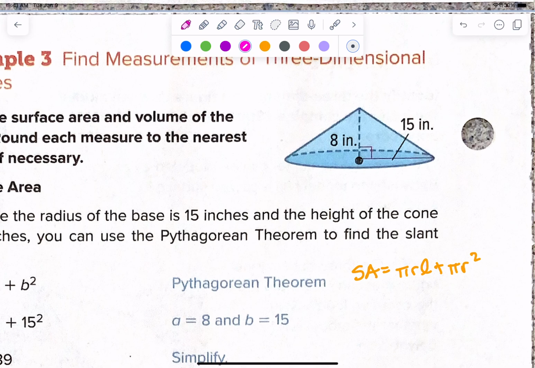Okay. So 8. What is 8 representing? Is it height or slant height? Height. So I'm going to put h equals 8. Okay. What about 15? What is 15? The radius. 15 is the radius, okay?